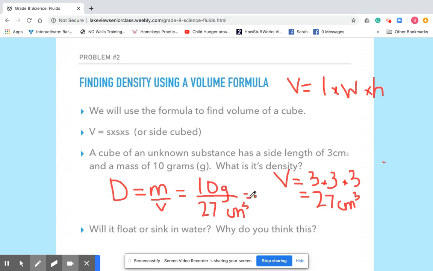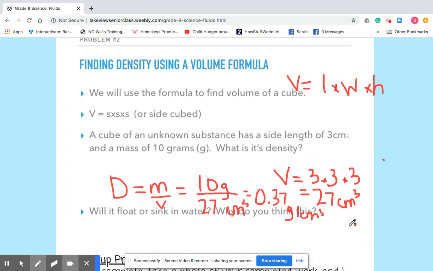Okay, so now we're going to divide that. And we have our 10 grams divided by 27. And our density of this unknown object is 0.37. And what would our units be? Grams per centimeter cubed. There we go. Bear with me as I write that. There we go. Doesn't look the best, but grams per centimeters cubed it is.